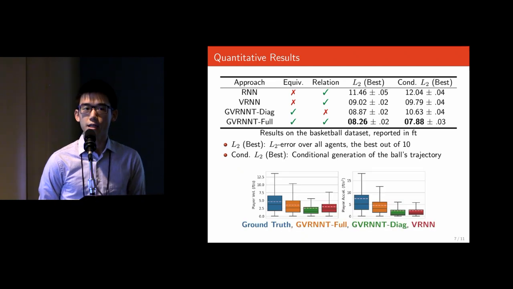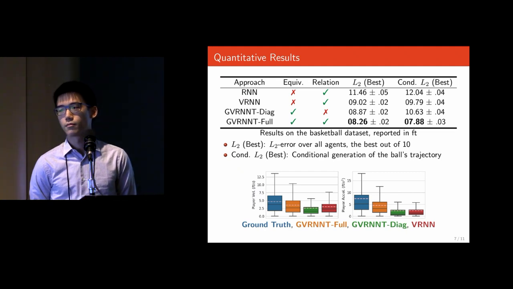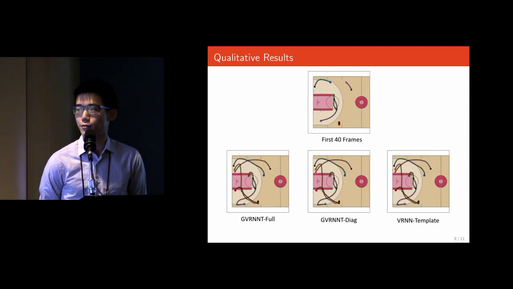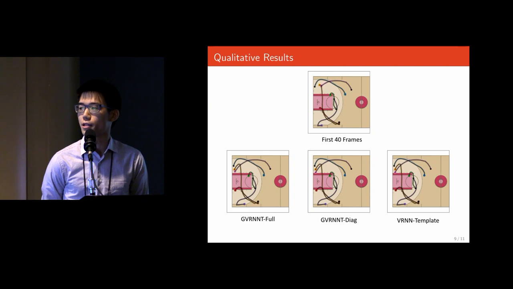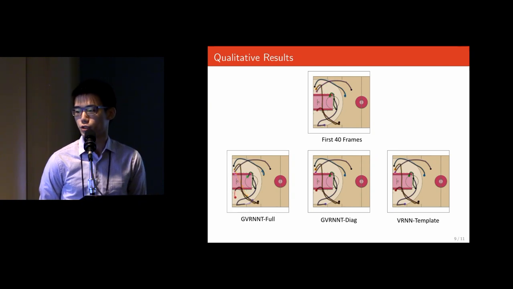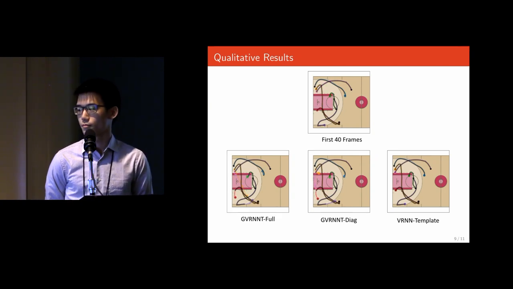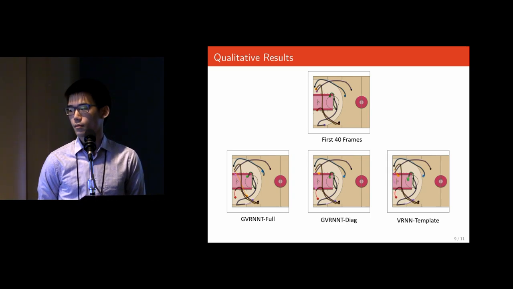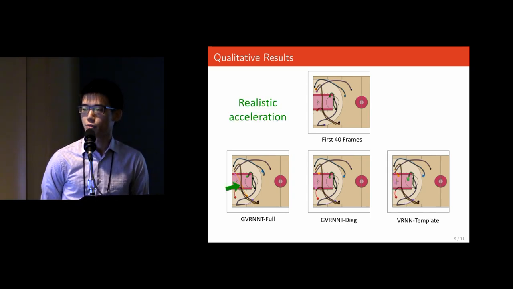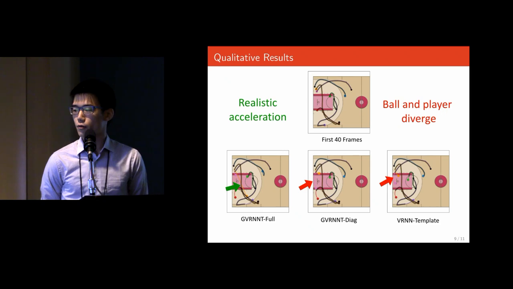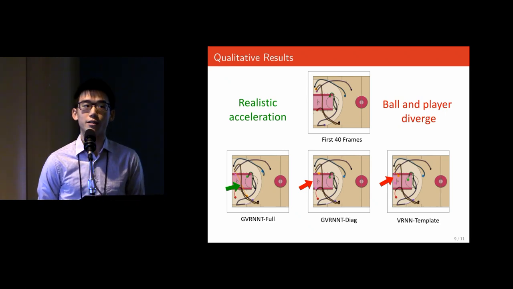We further analyze our approach by visualizing the player velocity and acceleration through box plots. Observe that our proposed approach matches the ground truth more closely. Here we show some qualitative results of the offensive players and the ball. The ball is highlighted in orange. Observe that our approach generated a realistic ball pass. However, for the baseline methods, the ball and the player simply diverge.